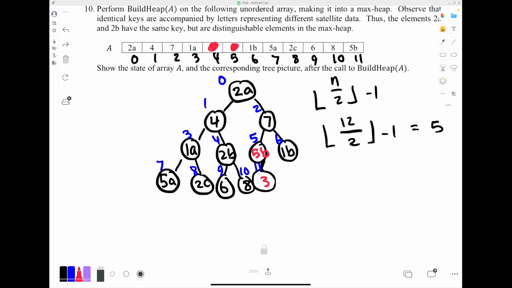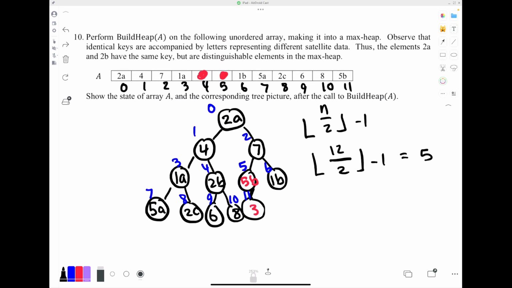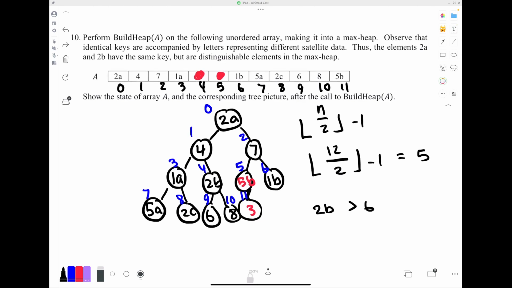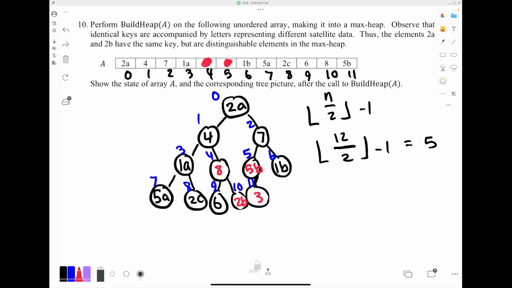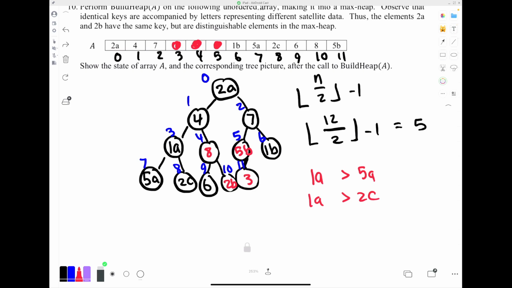So now we can move on to index 4, and it's going to be 2b. So we look if 2b is greater than 6 and if 2b is greater than 8. Because 2b isn't greater than either of them, we pick the biggest number, which is going to be 8, and we swap 2b with 8. Okay, and now we can move on to index 3. So 1a. Is 1a greater than 5a, and is 1a greater than 2c? It is not greater than either, so we pick the bigger number, which is going to be 5, so we swap 1a with 5a.